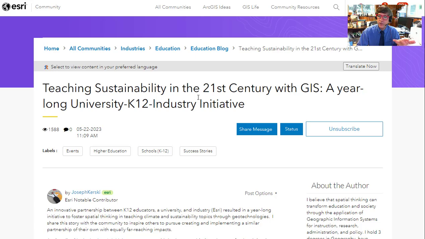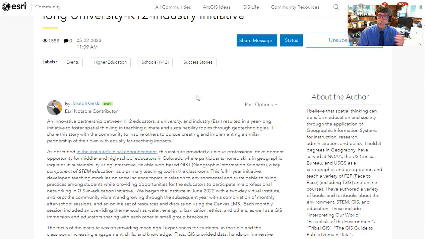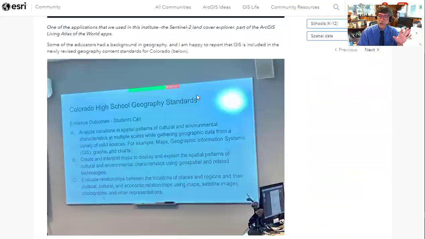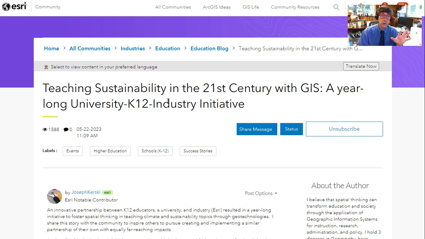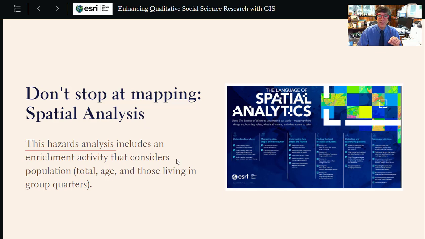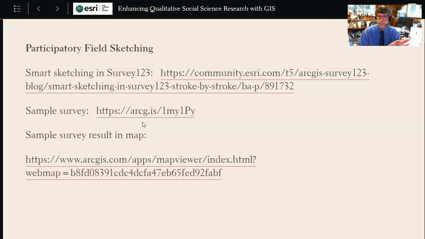So teaching sustainability in the 21st century with GIS, here's my article about a year-long university and K-12 collaborative initiative where we brought together university instructors and high school teachers and even some middle school teachers to look at sustainability and climate and other topics. But there was a lot of social science development that worked its way into lessons that the students will actually grapple with at the secondary level. Do some analysis. There's a spatial analytics poster from Esri, and I love that poster. Take a look at that poster as well.